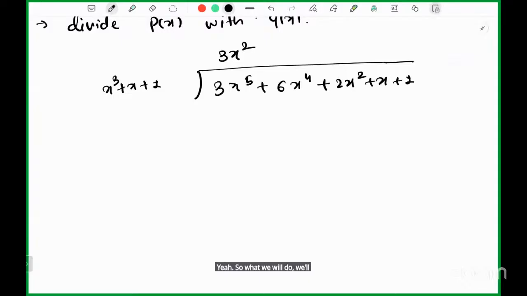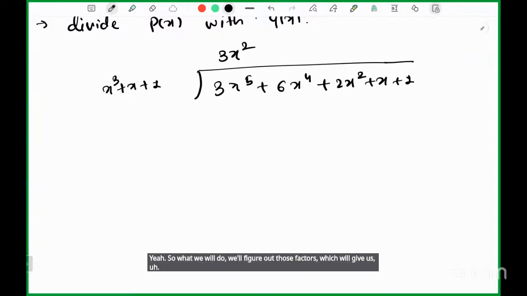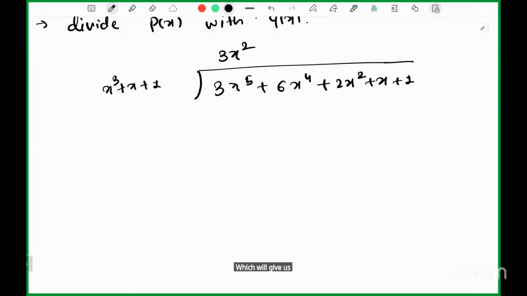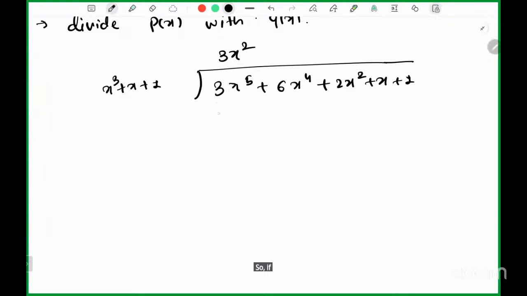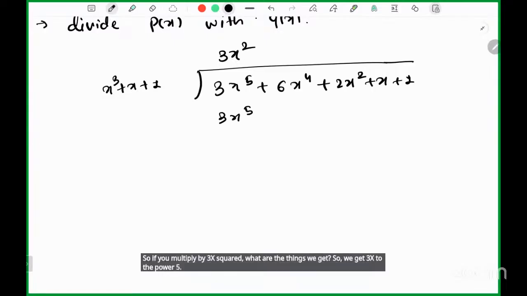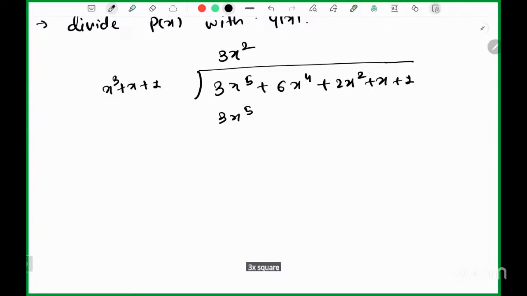So what we will do, we'll figure out those factors which will give us the first position back. Here in the first step, we will multiply by 3x square. If you multiply by 3x square, what do we get? We get 3x to the power 5. 3x square multiplied by x will be 3x cube, so plus 3x cube and plus 3x square.